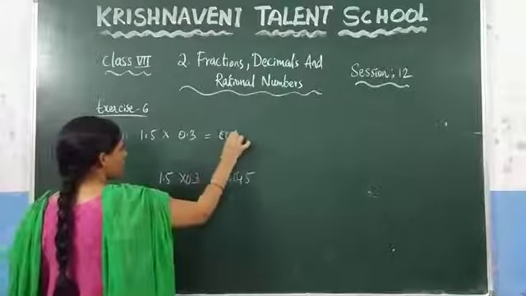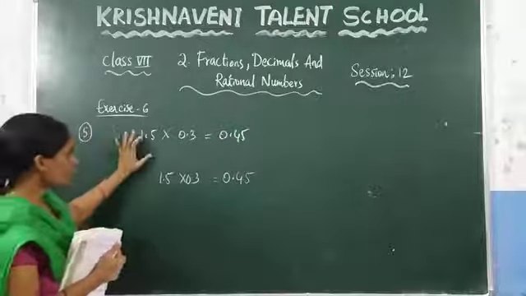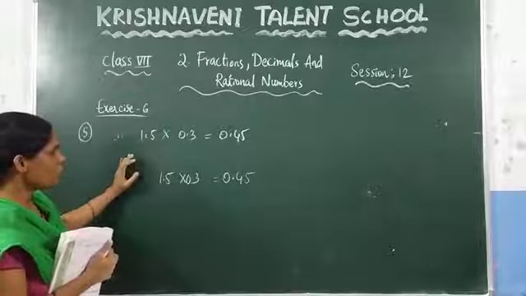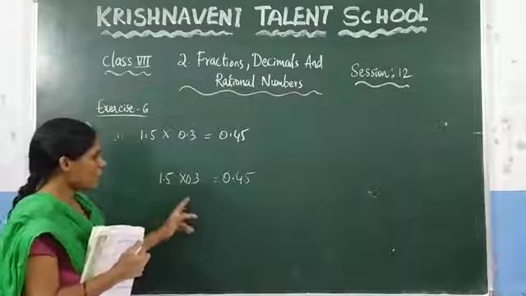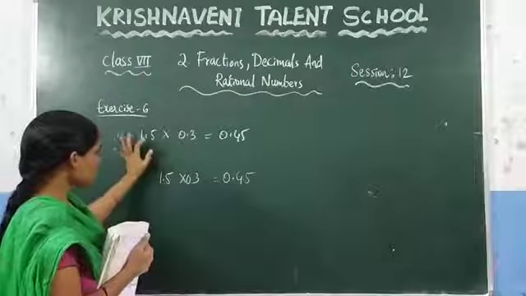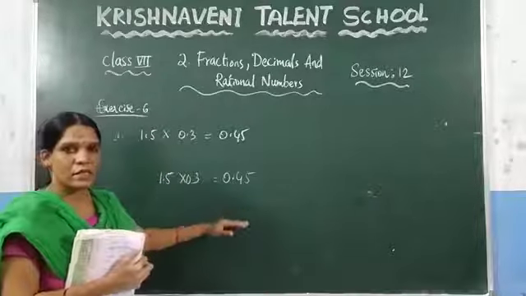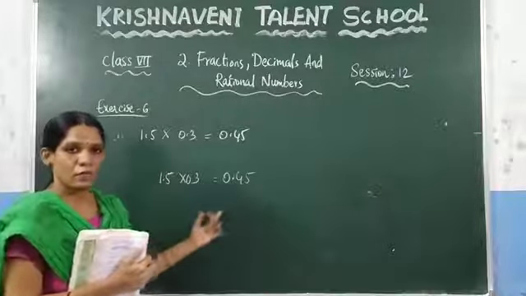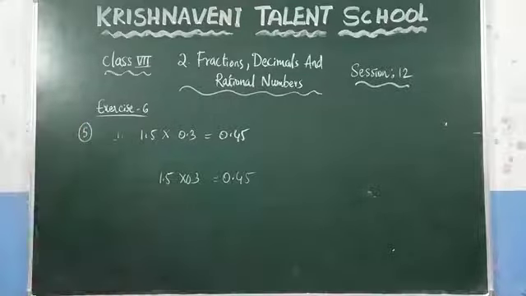Like this you need to find the answer. So what is the value here? 0.45. If you want to write the product of two decimal numbers, you need to leave the decimal point and write the numbers, take the product of those numbers, and after that count the numbers that lie after the decimal point, and starting from the right, count the numbers, and before that keep the decimal point. Now see the next question.